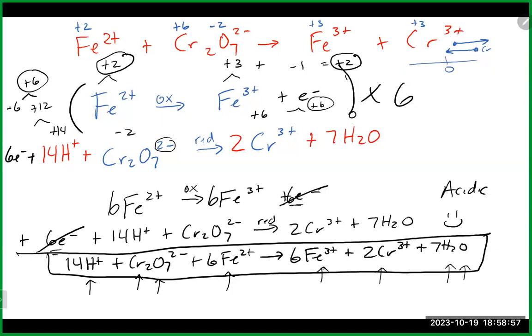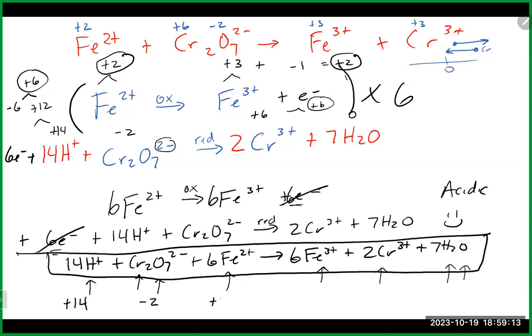The other way that it should always be balanced is that the overall charge on each side should be exactly the same. So if we look at the overall charge, my H pluses give me a plus 14. This guy is going to give me a minus 2 overall.